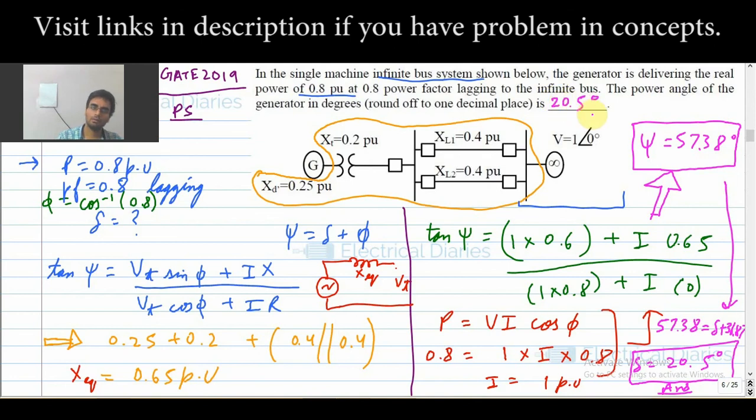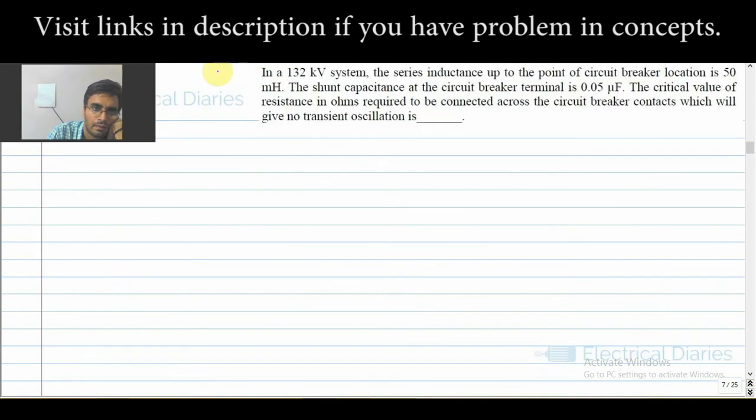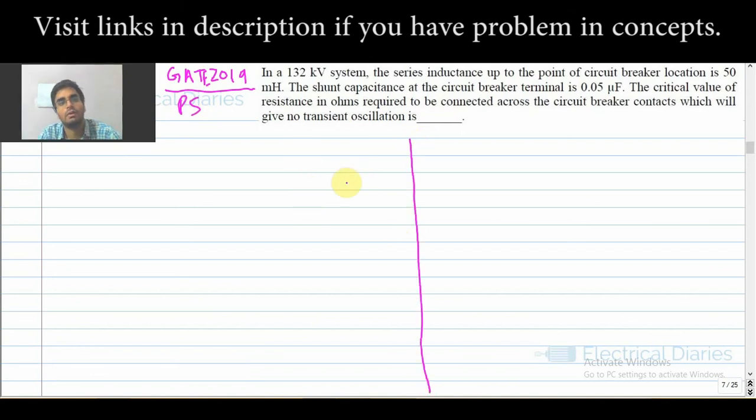When such things are given, the most basic way is to start using your pen and start writing equations that you remember after reading the question. That is the key. Okay, GATE 2019 power system questions we are doing. Let us see the last question for GATE 2019.